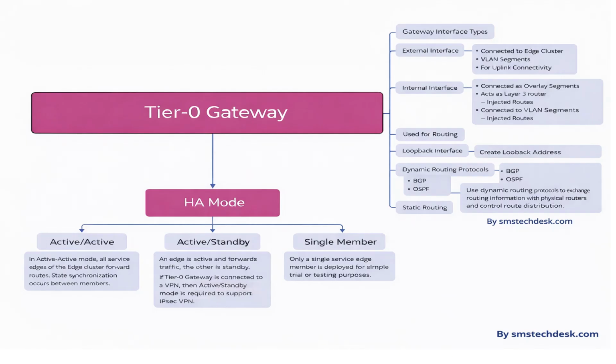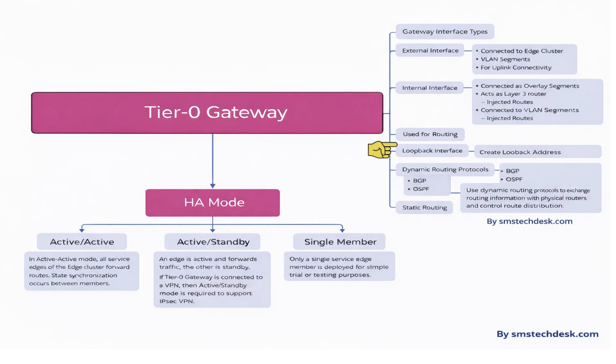When interviewers ask Tier-0 related interview questions, they usually focus on four important areas. The first area is interfaces. They may ask questions like what are the different interface types available in a Tier-0 gateway, what is the purpose of the external interface, what is the purpose of the internal interface, and what is the role of the loopback interface. These questions help the interviewer understand whether you know how traffic actually enters and exits the NSX environment.